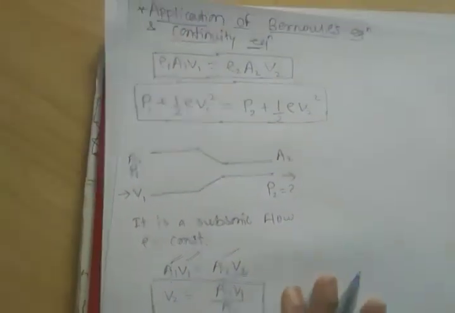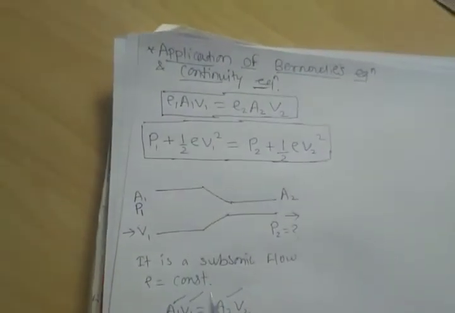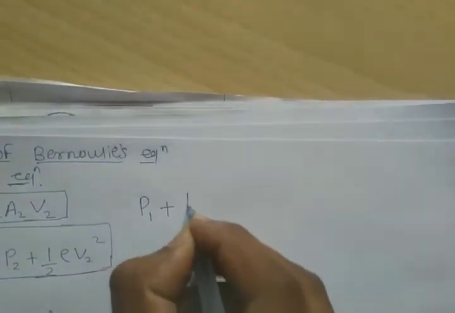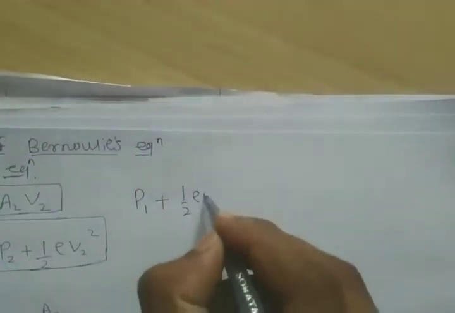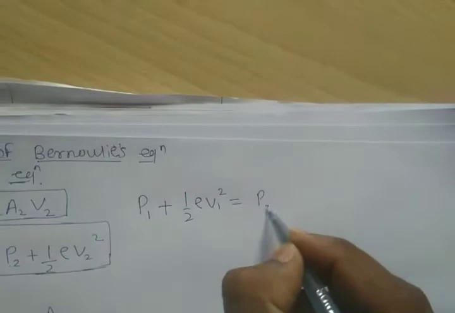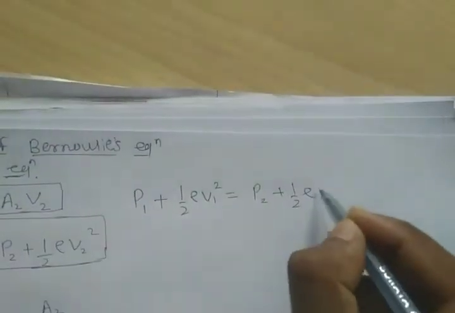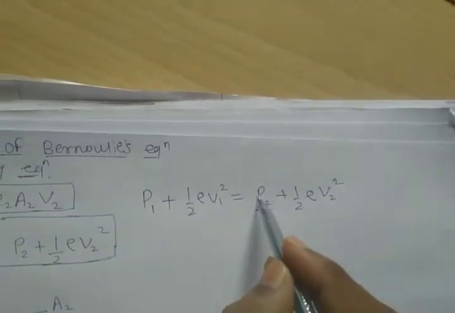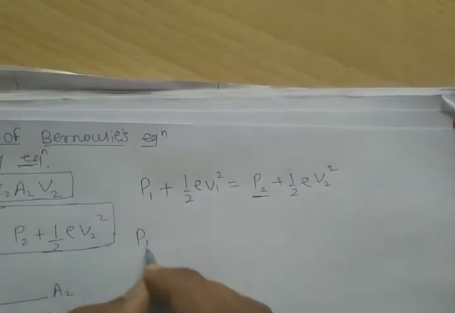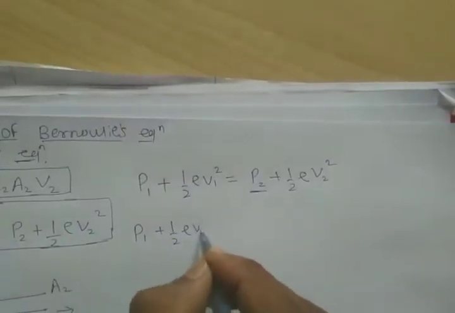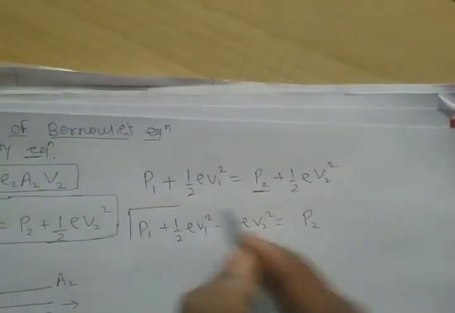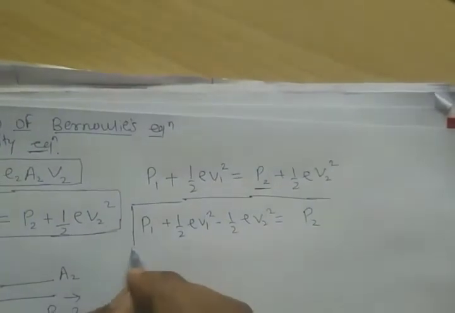Now we know the V2, and this is the subsonic flow, so we can apply Bernoulli's equation to find the pressure P2. So from Bernoulli's equation, we have P1 we know, plus half rho we know, V1 square we know, equal to P2 we don't know, plus half rho we know, V2 square. So from here, after solving this equation, we can find P2 as P1 plus half rho V1 square minus half rho V2 square will be equal to P2. So this is the application of Bernoulli's equation.